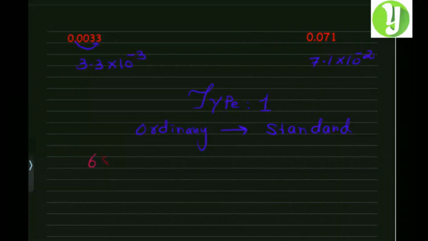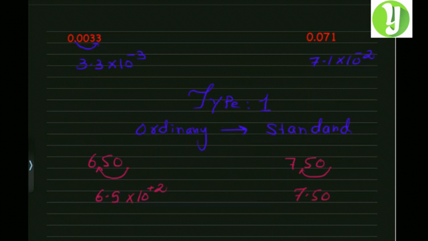560 and 750. Okay, so same technique, the decimal is there, we have to convert after the first non-zero digit. So it's 5.6 times 10 to the power of positive 2, and if I convert the decimal over there, it's 7.50 times 10 to the power of a positive 2 as well.